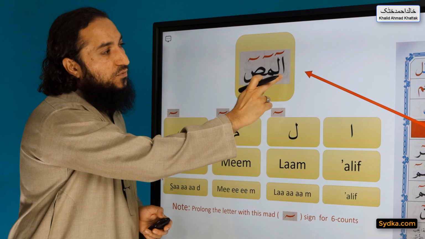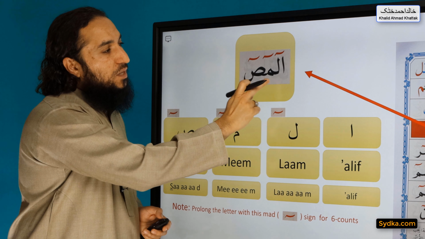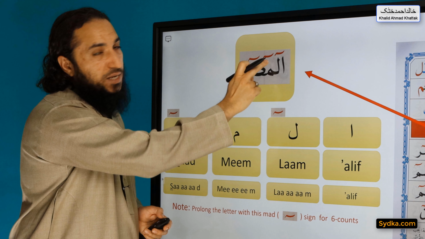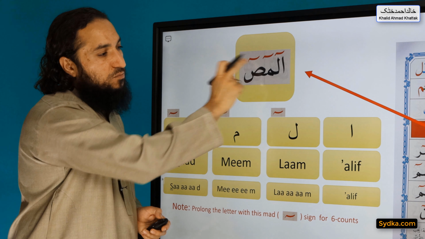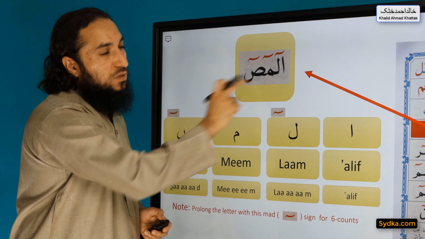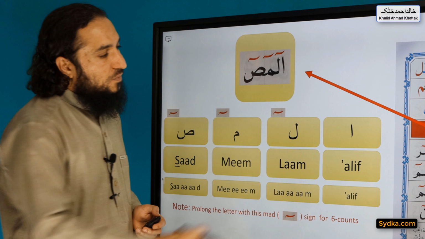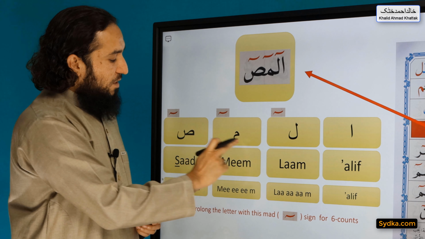And this one, the first letter is alif. It doesn't have mad. The second one is lam. It has mad. The third one has mim. It has mad. The next one is sad. It has mad. So this one is 1 count, and the rest will be 6 counts each, prolonged. Okay, so alif lam mim sad.